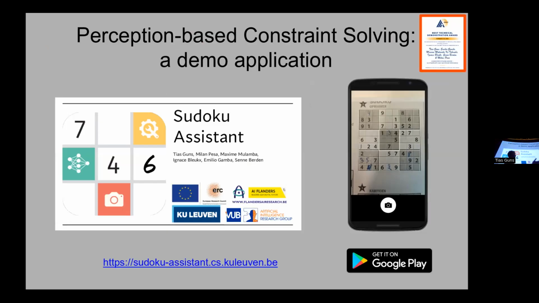Okay, so Pierre already mentioned it, indeed at AAAI, we won this nice award for the demo application of the Sudoku assistant. So the idea is that you take your phone, it's available on the Google Play Store, so you can actually download it yourself. And then you have a newspaper Sudoku image, it will automatically try to recognize the box of the image. And so if you're solving a Sudoku and you're stuck, you can take a picture and then it will analyze it and so forth.